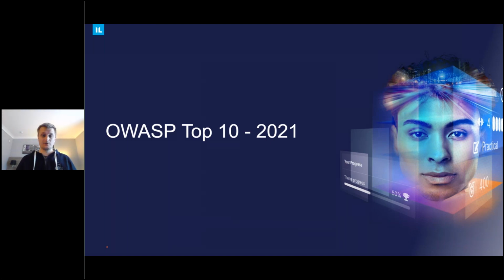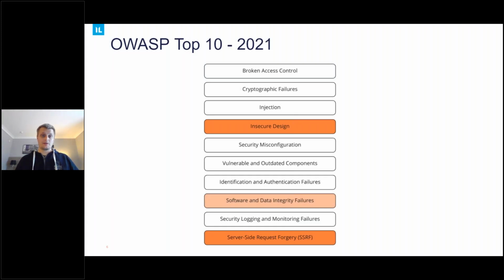Now diving into the new list. So this is the list that was published 24th of September. And some things to note, the ones highlighted in orange are the new categories. So insecure design, server-side request forgery are completely new categories. Software and data integrity failures is kind of a new category, but it follows on, it has one of the existing categories as a subset.